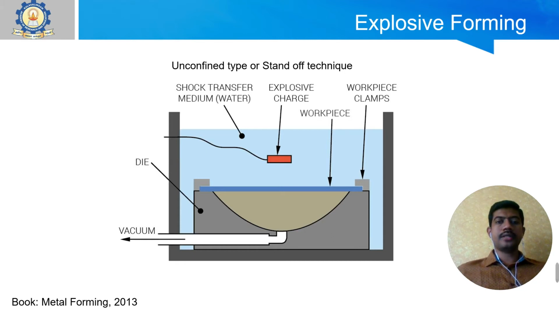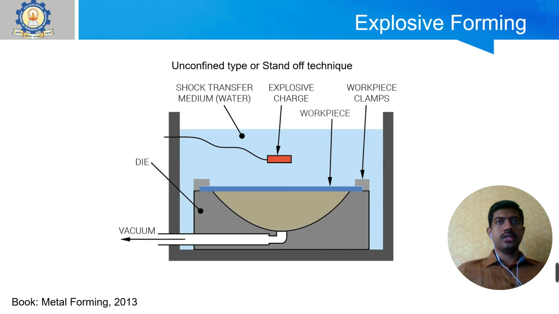There are many factors to be considered during the process, such as the size of the workpiece, the geometry of deformation, and the behavior of the work material under high stress, energy requirements, cycle time, and safety considerations. We can classify explosive forming into two different types. One is the unconfined type and the other is the confined type. First we are going to see the unconfined type of explosive forming.